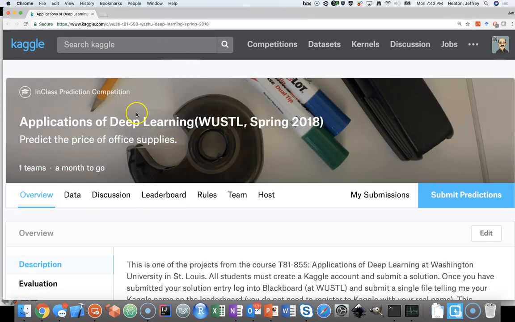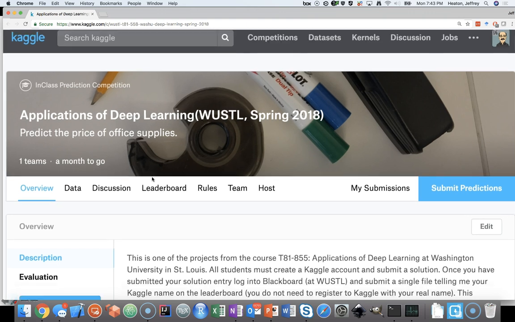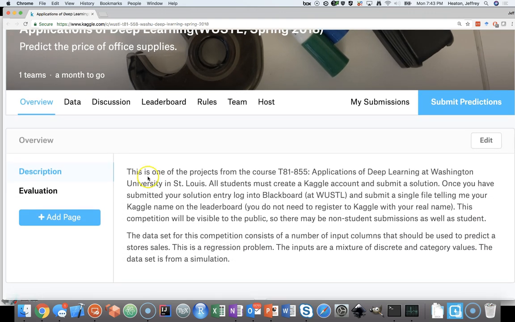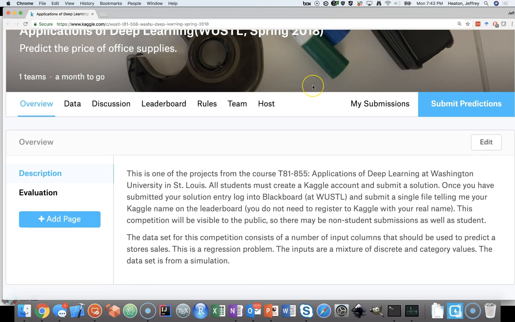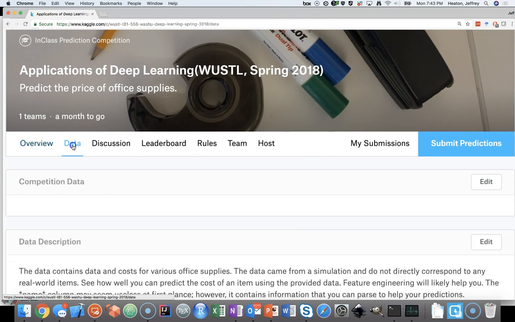So let me close that. This is the one for this semester. It's pricing office supplies, and that is no more than a picture of one corner of my desk. So it's just what I had it simulate. Feature engineering will help you on this one, most likely. Let me grab the data.